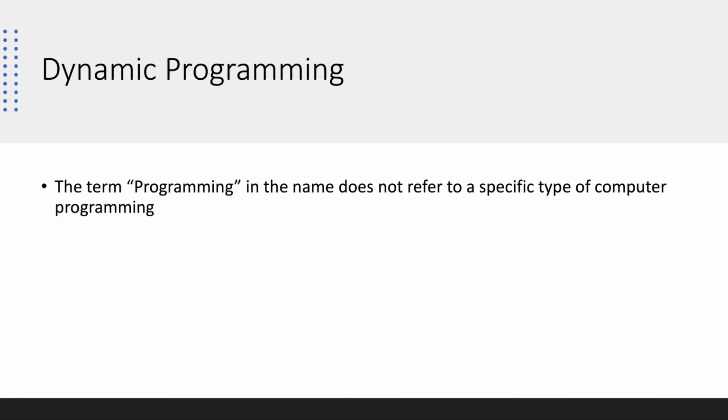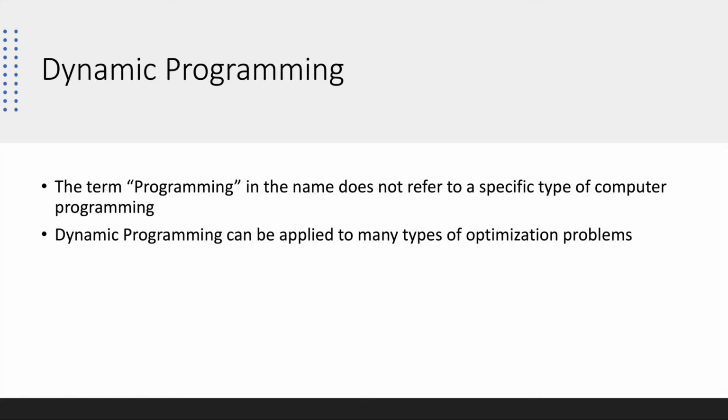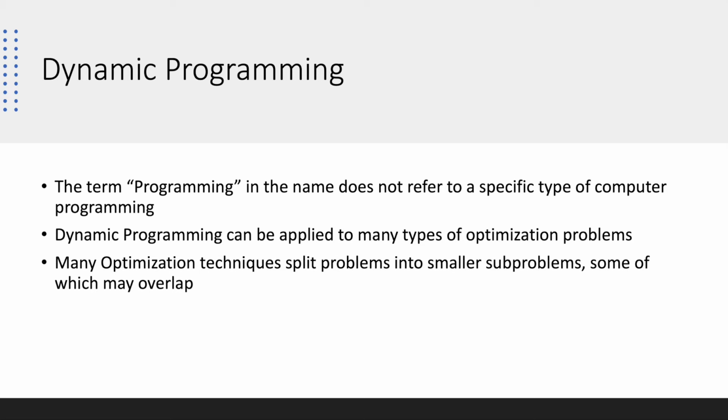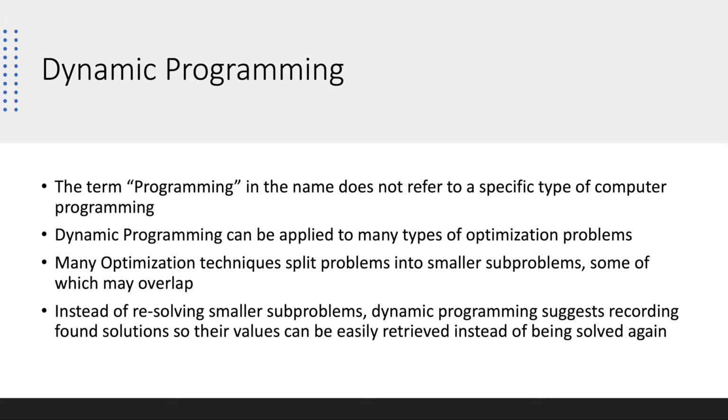First of all, what is dynamic programming? Well, the term programming in the name doesn't actually refer to a specific type of computer programming. Instead, it's just a method that can be applied to many types of optimization problems. Other ways of conquering optimization problems usually involve splitting problems into smaller subproblems. These subproblems may overlap, and dynamic programming takes advantage of this. Instead of resolving smaller subproblems, dynamic programming involves recording found solutions in a table so their values can be easily retrieved instead of resolving them again.